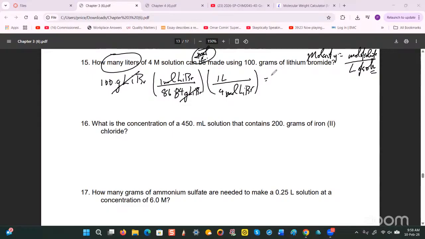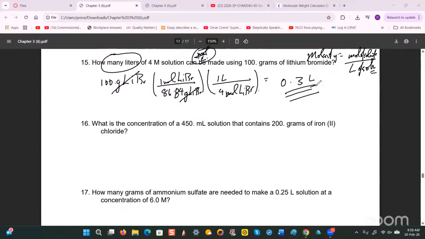That's the setup. So 100 divided by 86.84 and then divided by 4. So according to my calculation, this works out to be 0.288. Oh, wait a minute. No, I have to round off to 1 sig fig. So that would be 0.3 liters. And that's how that is done. All right, any question about this one?